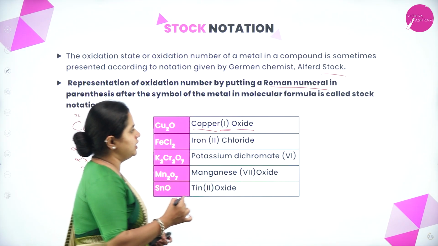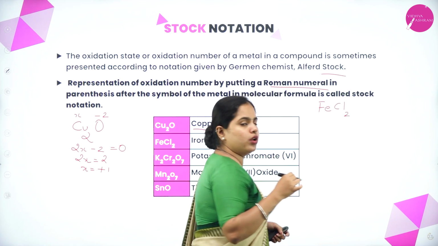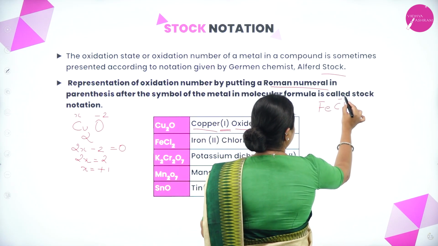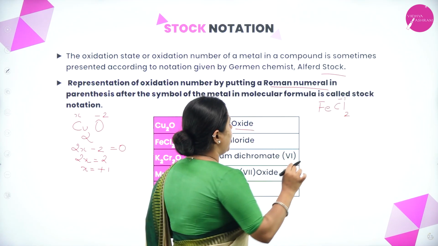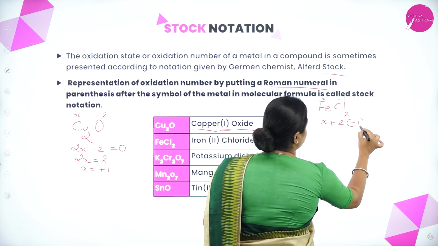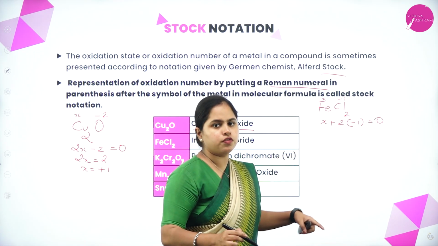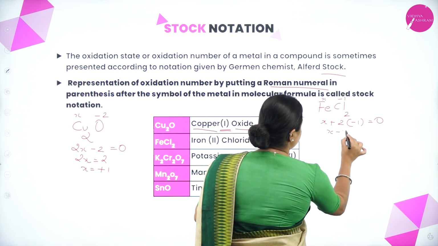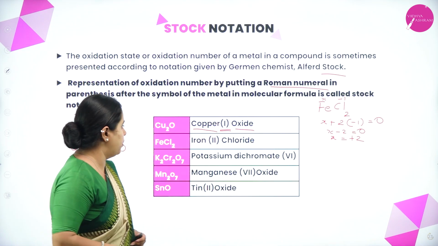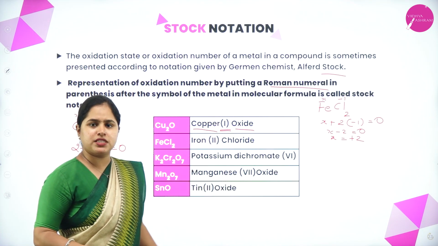Next one, FeCl2. For FeCl2, again, let's calculate the oxidation number. For chlorine, as it is a halogen, we already know it is -1, right? So for 1 chlorine atom, it is -1. Again, for iron, we don't know, so we are going to take it as X. X plus 2 into -1 is equal to 0. Why 2 into -1? There are 2 atoms of chlorine, right? So X minus 2 is equal to 0. X will be equal to +2, right? So we got the oxidation number. So what is written here? Iron(II) chloride. So this is how you represent the Stock notation.